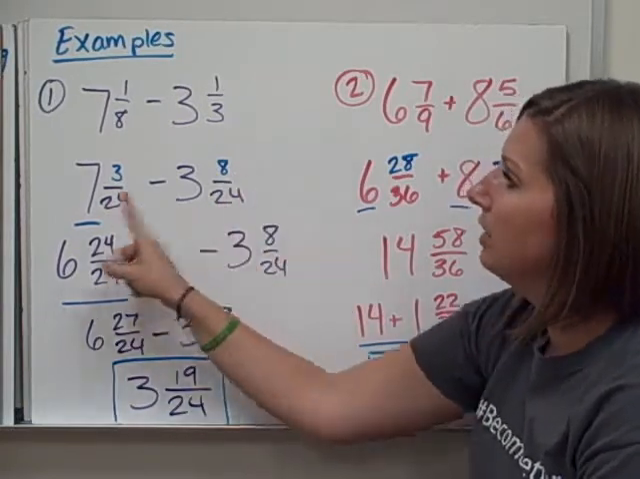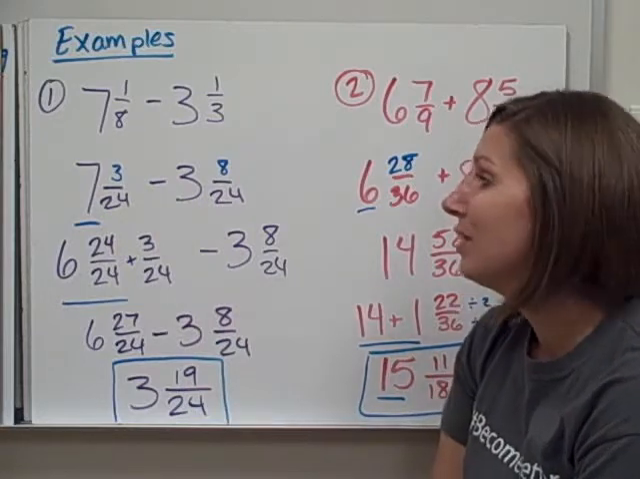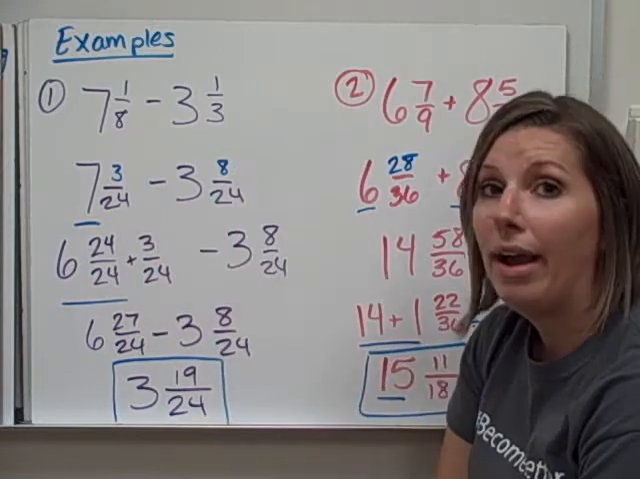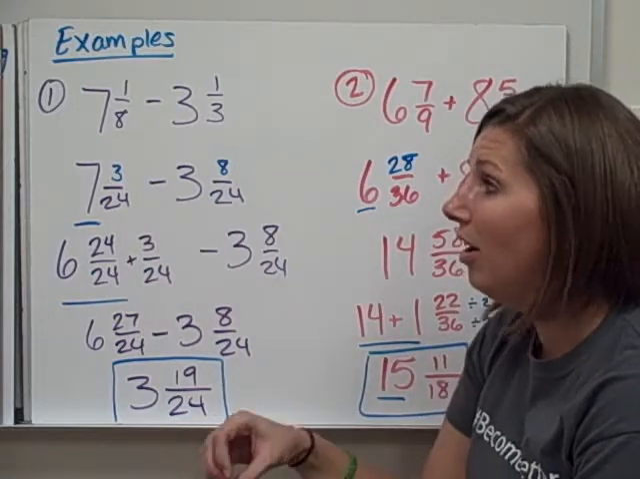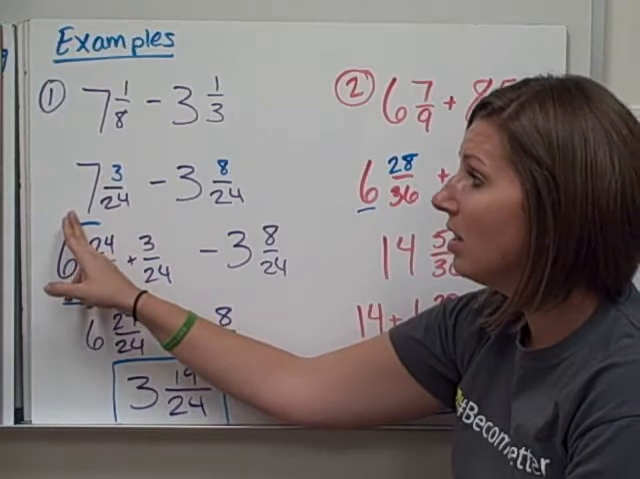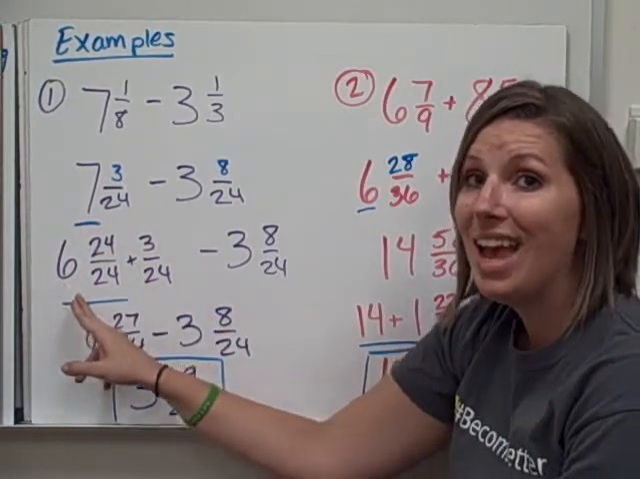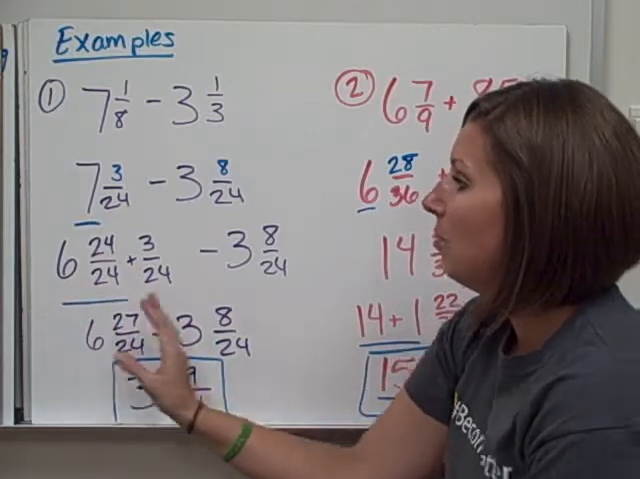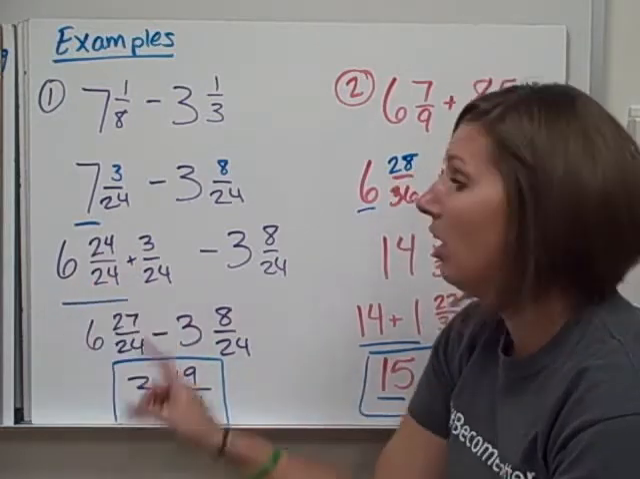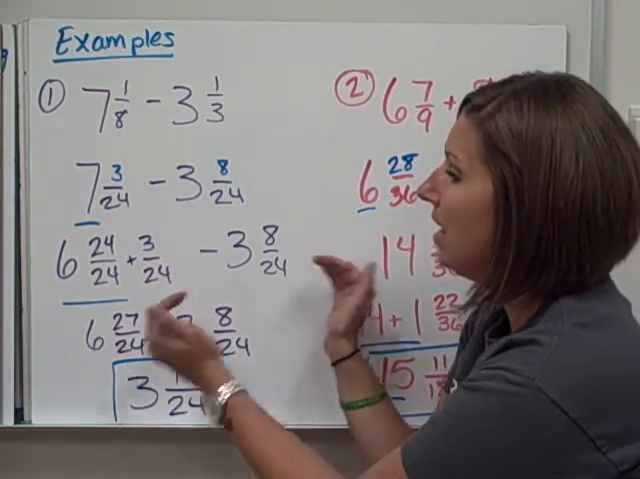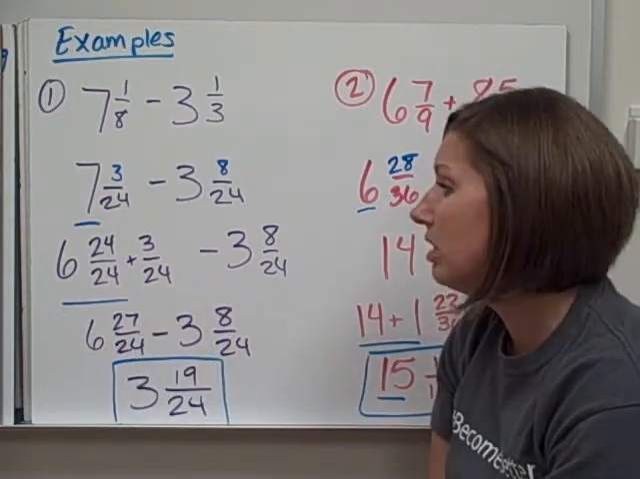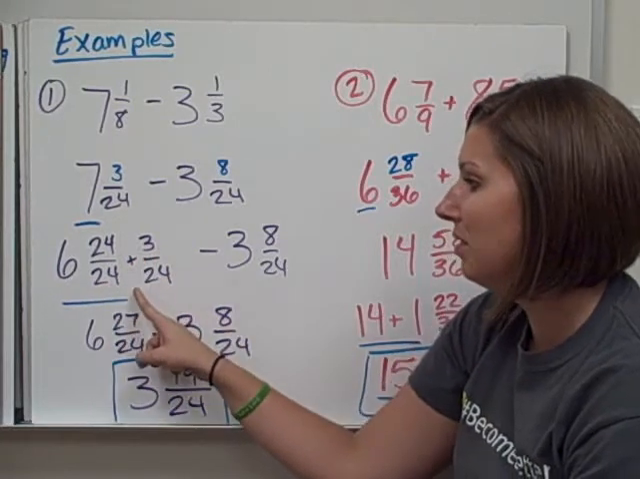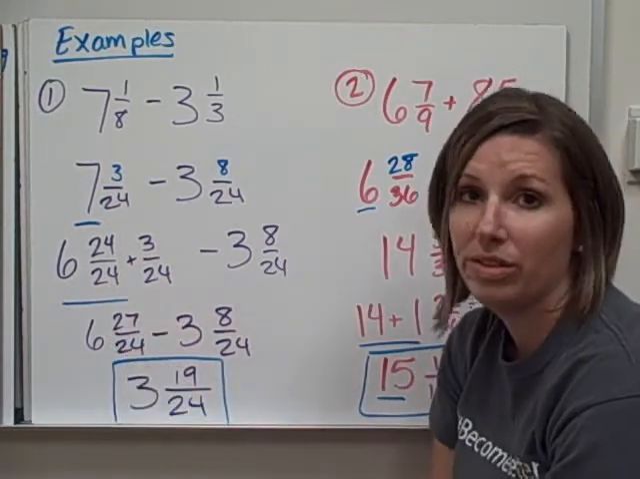So looking at this fraction that I'm going to subtract, I need to look at my numerators. 3 take away 8. I cannot do that, so I have got to borrow. I need to change the 7, so it now becomes 6 and 24/24. Its value is still the same, but now I can combine it to the part that I already had so that I can easily subtract my fractions. So 24/24 and 3/24 altogether is 27/24.